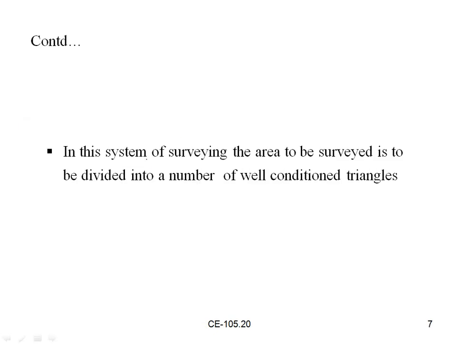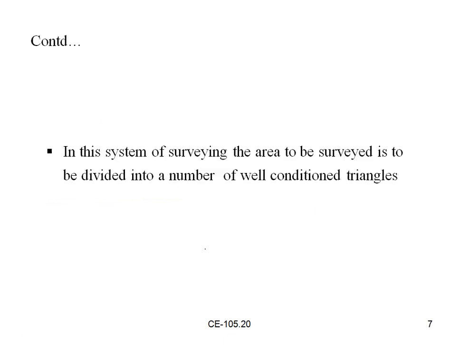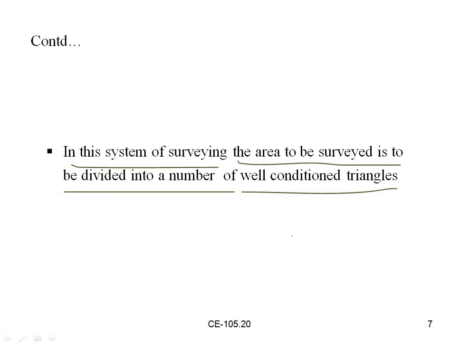What is the principle of chain surveying? The principle of chain survey is triangulation. In this system of surveying, the area to be surveyed is divided into a number of well-conditioned triangles. Whatever the area is, when we want to calculate it, we divide it into well-conditioned triangles depending upon the chained lengths and offsets.